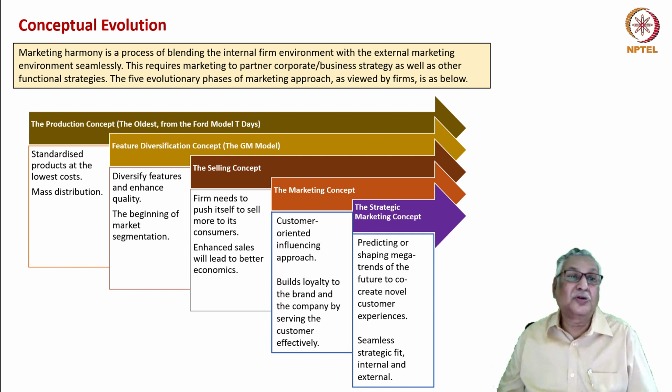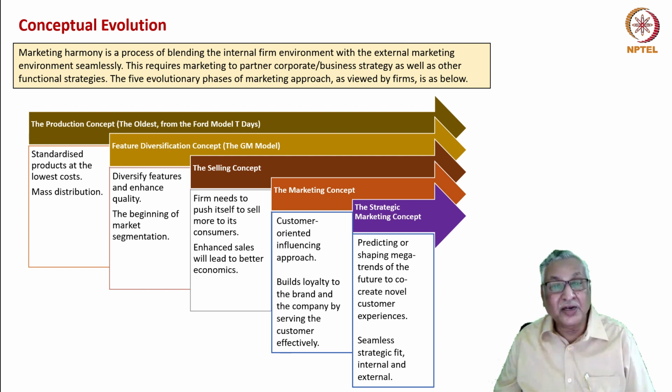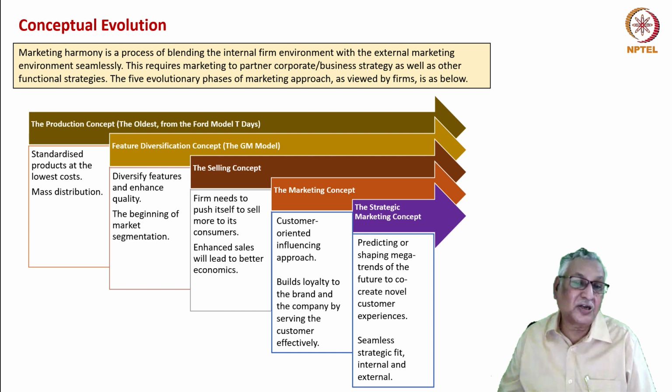So, the conceptual evolution of strategic marketing or business development has been as follows. The production concept has been the oldest, and it has been in existence from the Ford Model T days. That is, the company will manufacture and supply standardized products at the lowest cost possible, and it will also undertake mass distribution to be able to fulfill the concept in an effective manner.